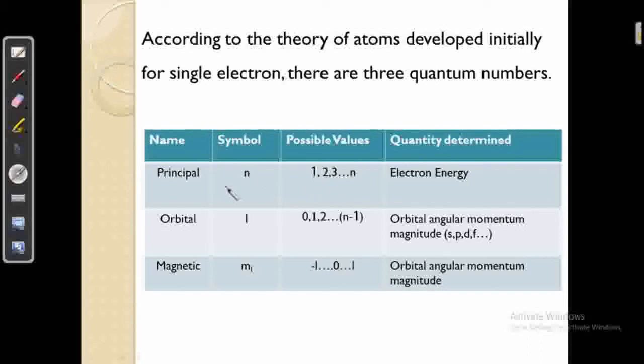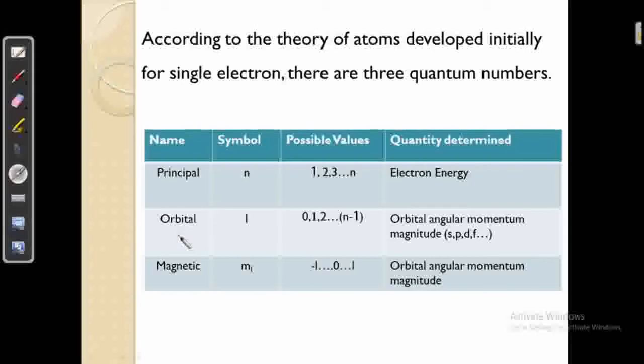This we have already learned in the atomic structure chapter, the first module of this paper, where you studied the Lyman series, Balmer series, Paschen series, Brackett series, etc. The quantity determined from the principal quantum number is the electron energy.